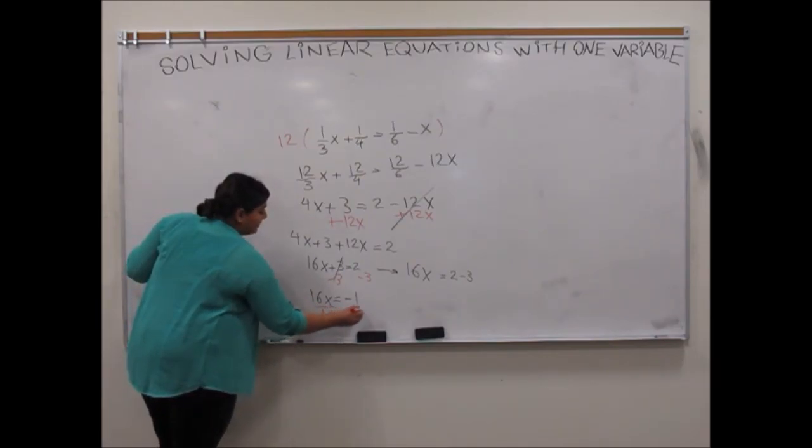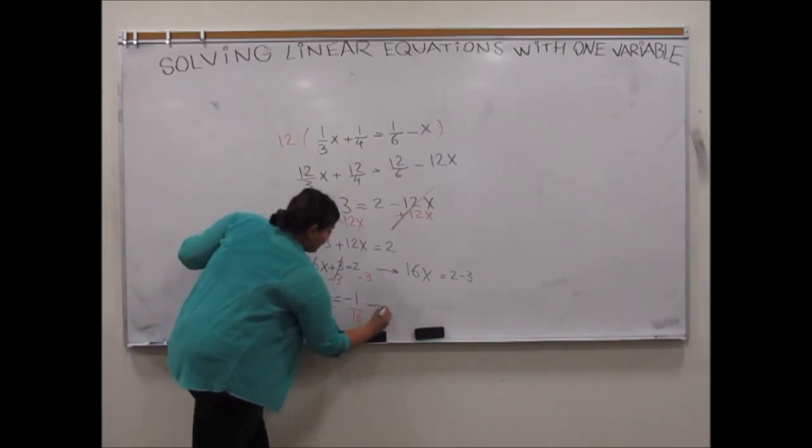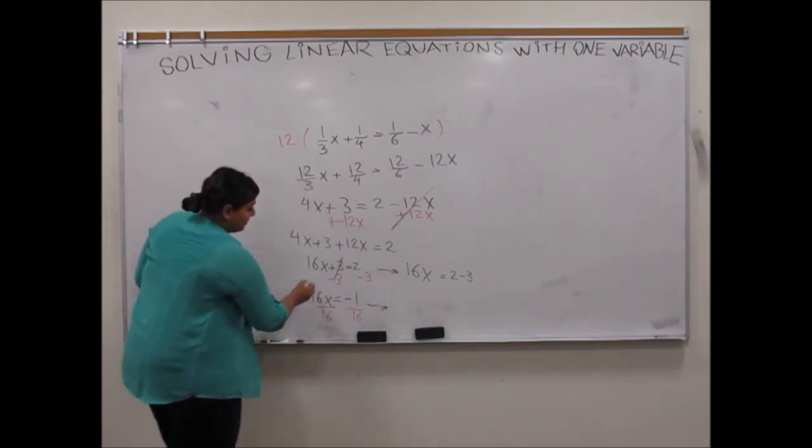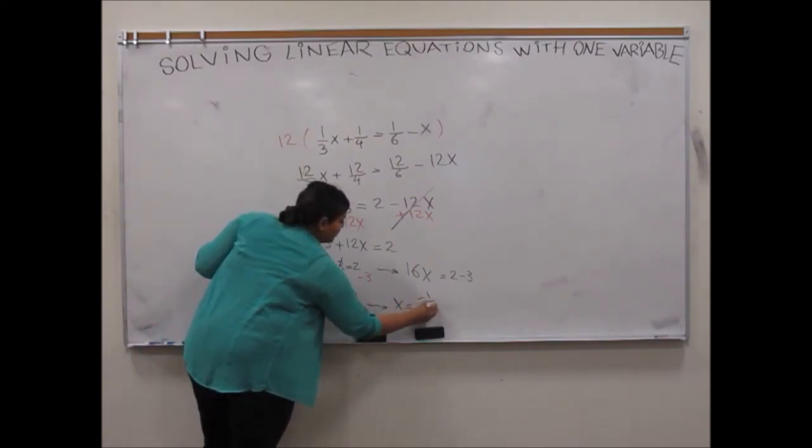Multiplied by 16, I'm going to get x equals negative 1 over 16.